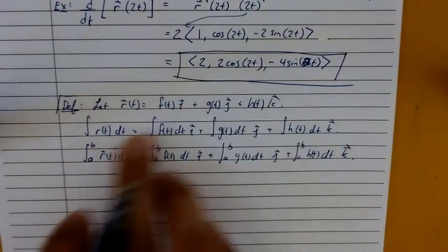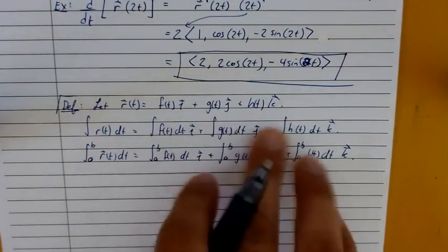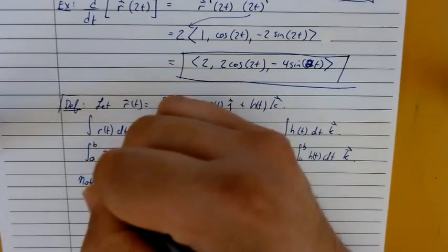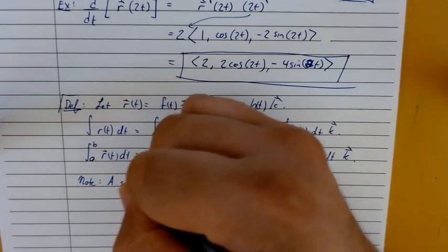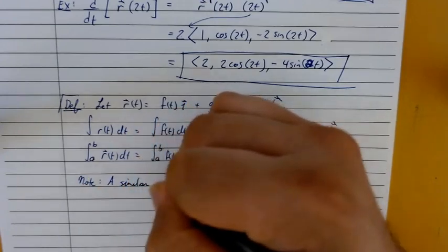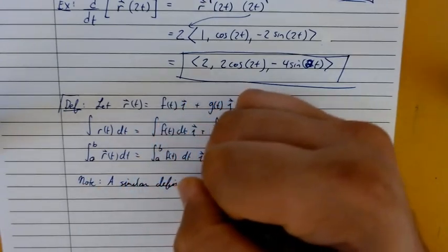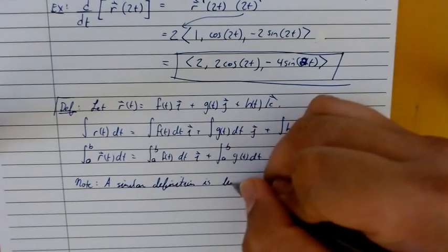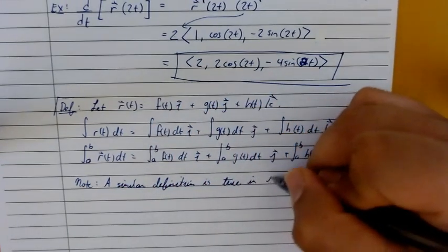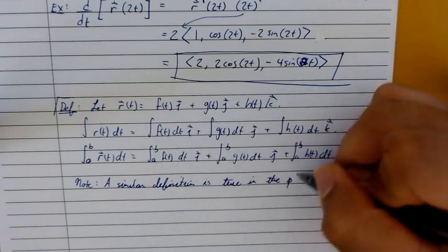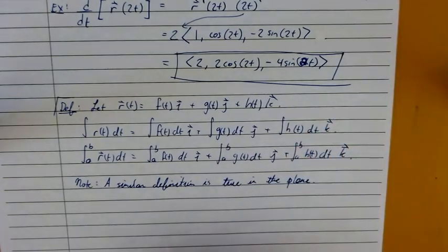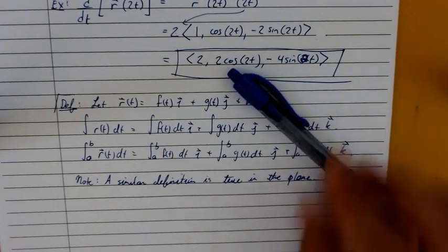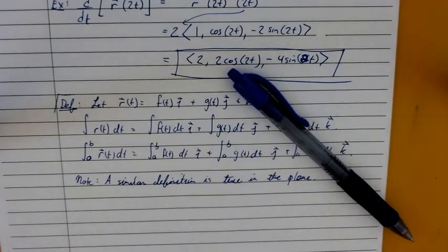Note that this is true for something in space. A similar definition is true in the plane. So here, if you were just dealing with a vector valued function of two variables, just ignore the third component. And there we go, that's your definition.